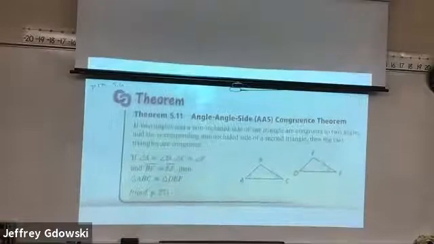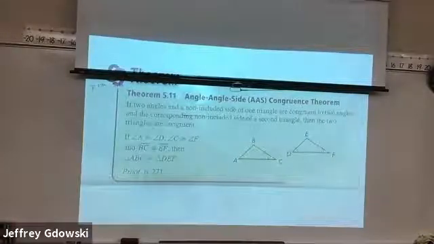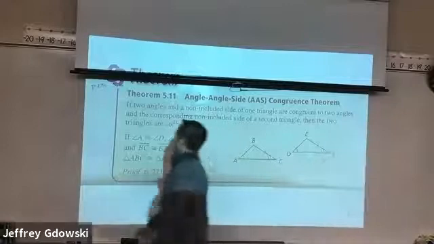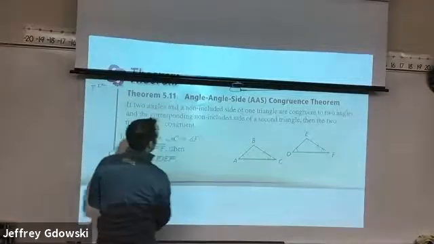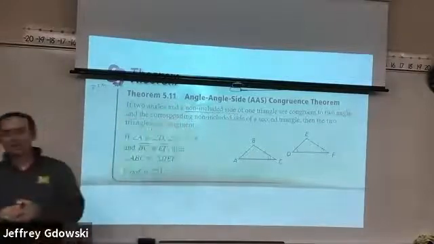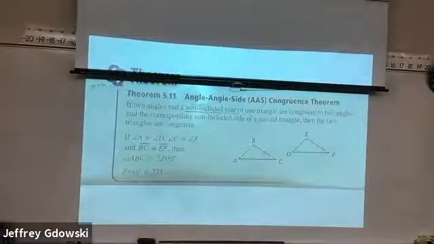So we had ASA, and now we're going to have AAS. So very similar, right? Very similar, but there is one difference, as I'm sure you can see. It's the order of the letters. The other one was ASA, now it's AAS. So now we don't have an included side, we have a non-included side. So we have a side that's not in between the 2 angles.